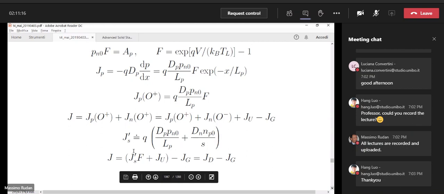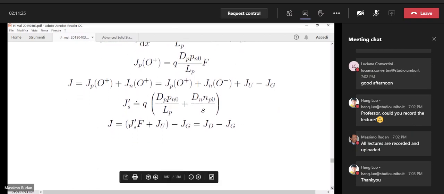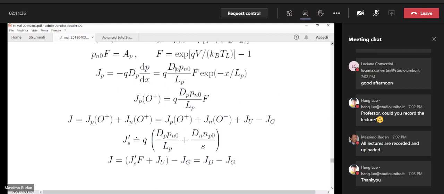So globally, the equation of the p-n junction can be written as Js prime F. F, you remember, is exponential of qV over kT minus 1, plus the recombination current density minus Jg. And the quantity in parentheses is just the equation of a diode. So we call it JD.